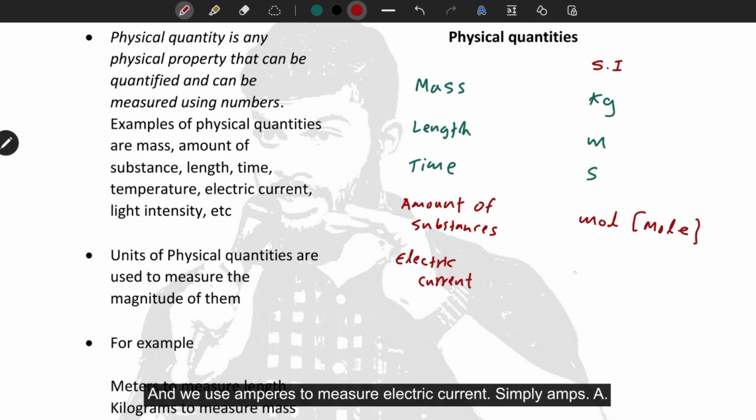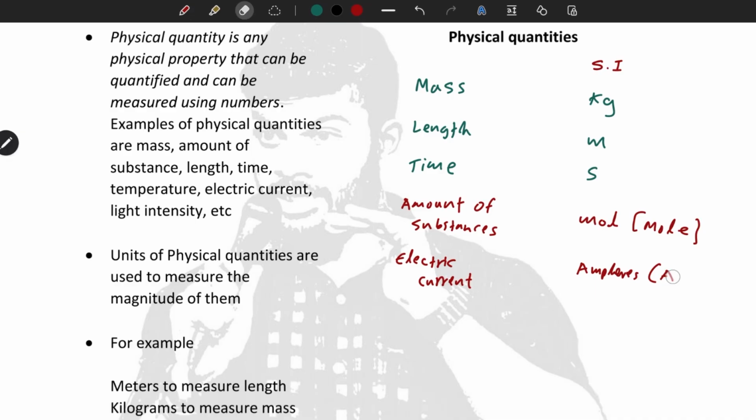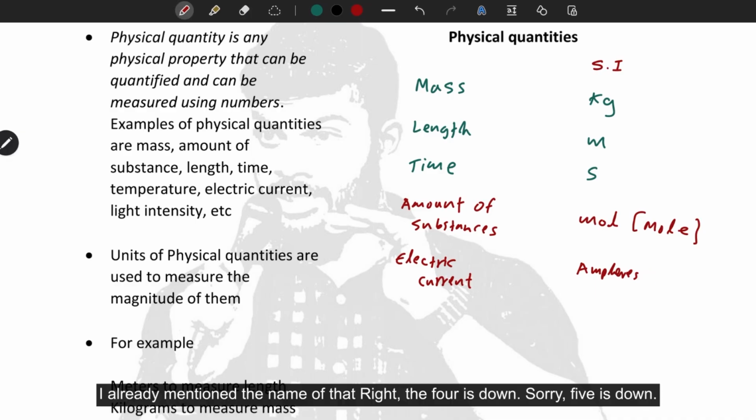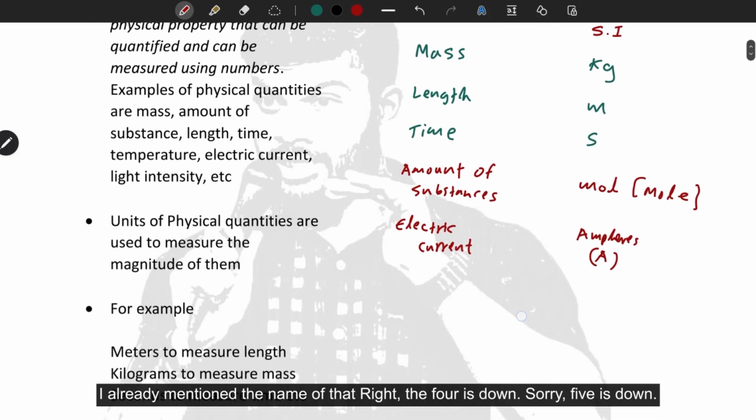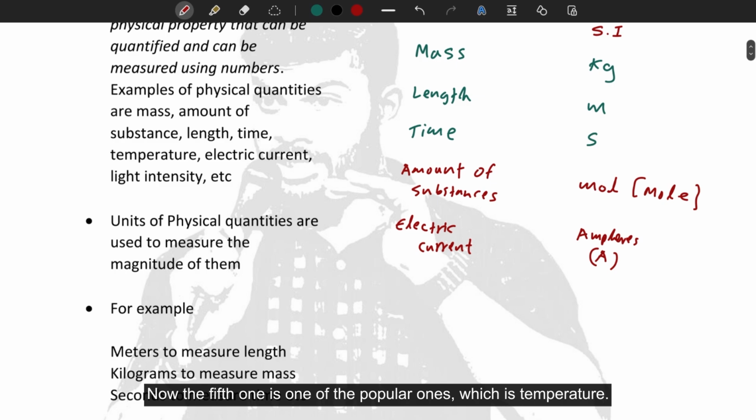The next important term is current, electric current. And we use amperes to measure electric current. Simply amps. I already mentioned the name of that. Right. The fifth one is down.